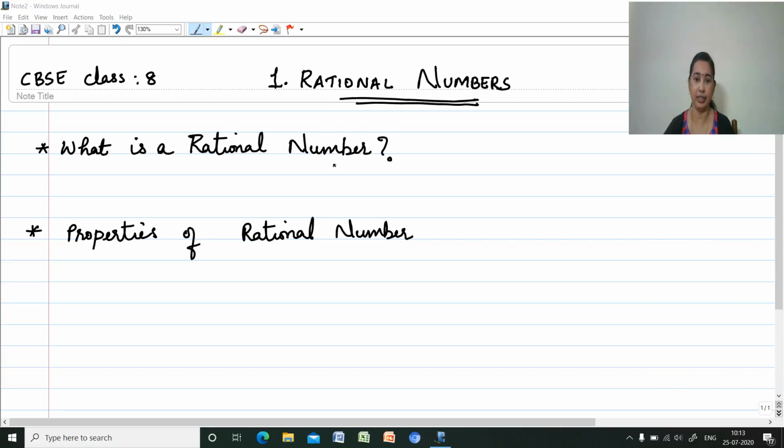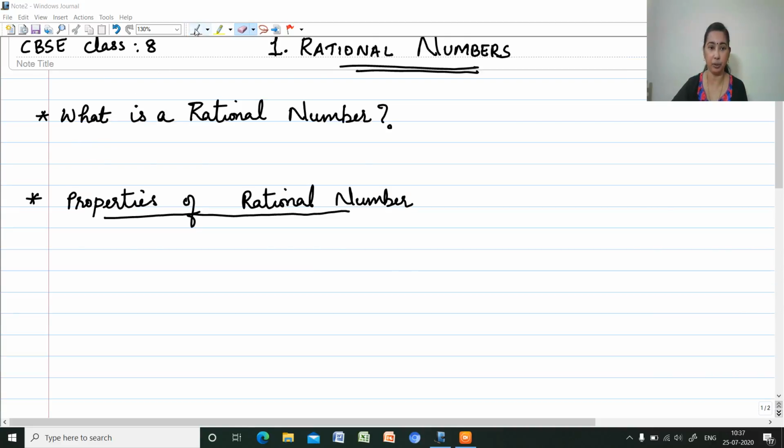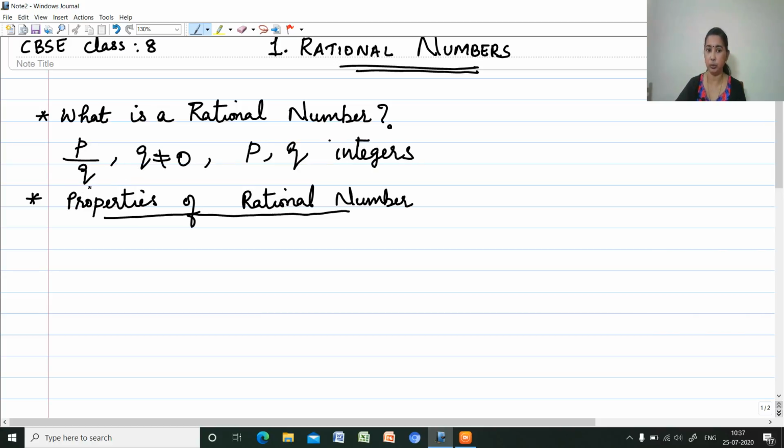So what is a rational number? It will be of the form P by Q, where Q is not equal to 0. This P and Q can be integers. So children, listen once again. The form of a rational number is P by Q, where Q, the denominator, should not be 0, whereas P and Q can be any integers, whether positive or negative, it is not a problem.